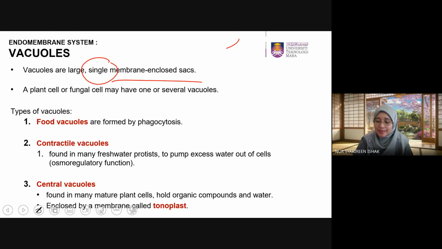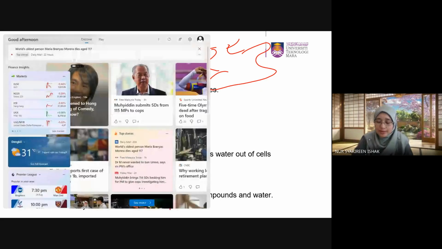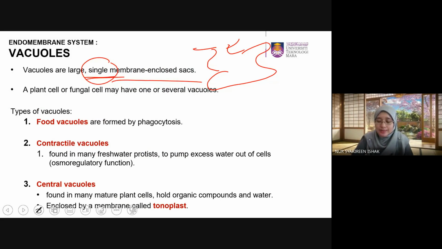So the nuclear envelope, only the outer membrane is involved, right. The outer membrane of the nuclear envelope is directly connected to the membrane of the rough ER. Okay. So anyhow, vacuoles: a vacuole is a single enclosed membrane sac. So a plant cell or fungus cell may have one or several vacuoles. So there are 3 types of vacuole.